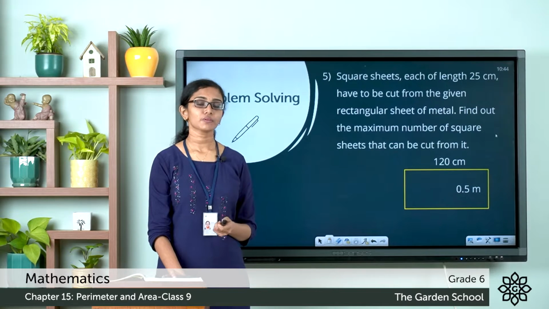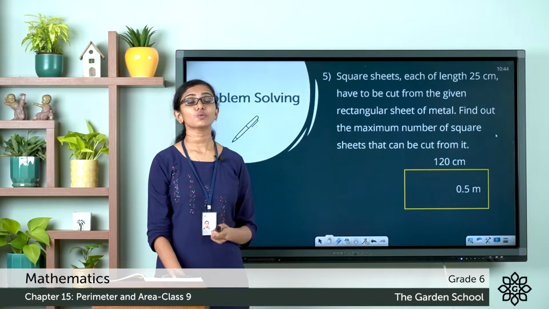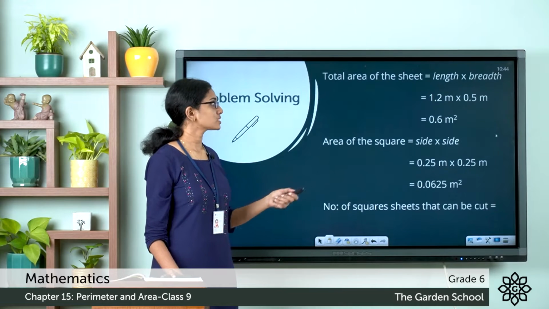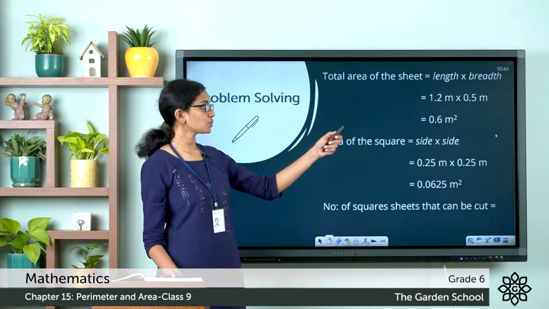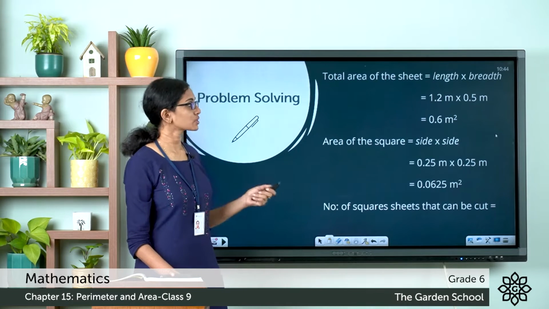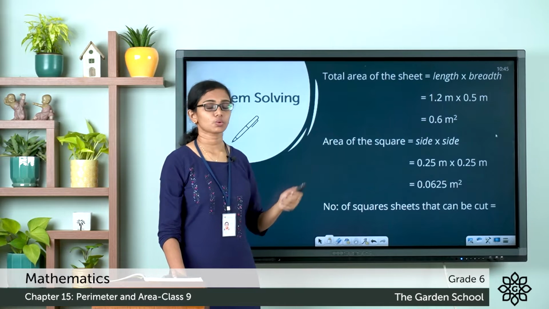To find out the number of square sheets that can be cut from this rectangular sheet, first we need to find out the area of this sheet. So the area of this rectangular sheet is equal to the length into breadth, which is equal to 1.2 meter into 0.5 meter, and that equals 0.6 meter square.